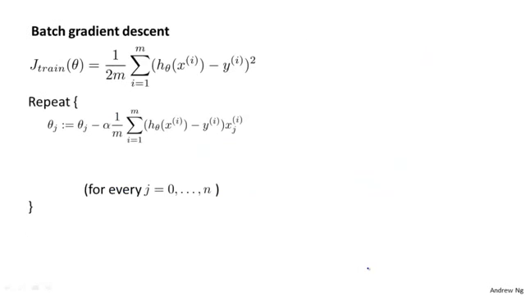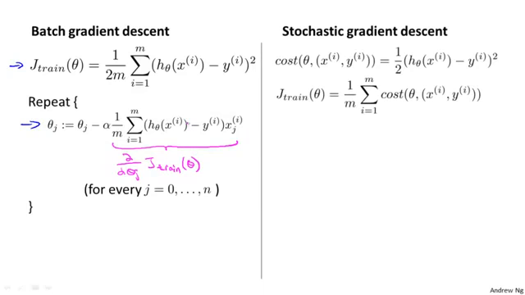Before moving on to the new algorithm, here's just the batch gradient descent algorithm written on the slide, with that being the cost function and that being the update. And of course, this term here that's used in the gradient descent rule is the partial derivative with respect to the parameter theta j of our optimization objective, J train of theta. Now let's look at the more efficient algorithm that scales better to large data sets.